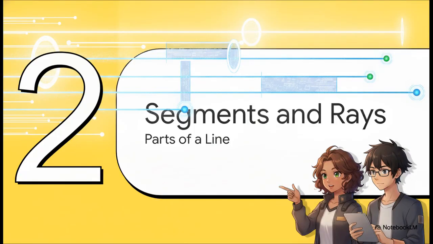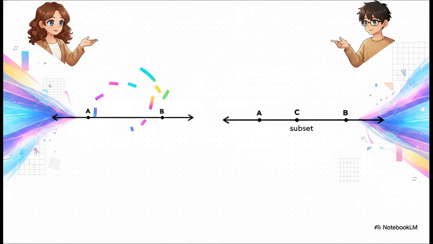All right, section 2. Subsets, segments, and rays. Parts of a line. Let's keep moving. So we know lines go on forever, right? That's naturally shown by those arrows on the ends of line AB. But subsets, well, those are just specific chopped up parts of those lines. They're basically measurable pieces of the infinite.